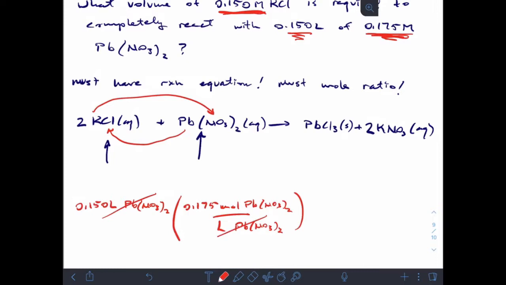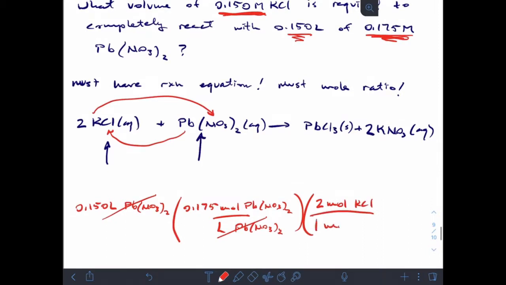And I need to get to potassium chloride, so I'm going to use a mole ratio there to get to moles of potassium chloride. So from my equation, I have 2 moles of KCl for every 1 mole of lead nitrate. So my moles of lead nitrate will cancel. So now I have moles of potassium chloride.